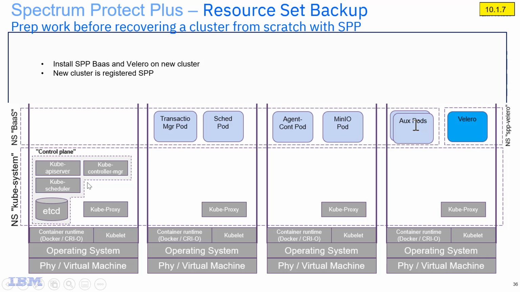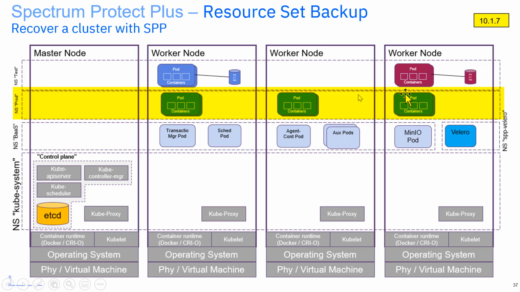On top of that, you would then need to reinstall the Spectrum Protect Plus container backup support application, which gets installed into the namespace of BAS, as well as Velero, which would be installed into the Spectrum Protect Plus Velero namespace here. And at that point, then the clusters would be registered automatically into Spectrum Protect Plus. You could then go out and do the restores of, for instance, your production namespace and your test namespace that might have been backed up to Spectrum Protect Plus.